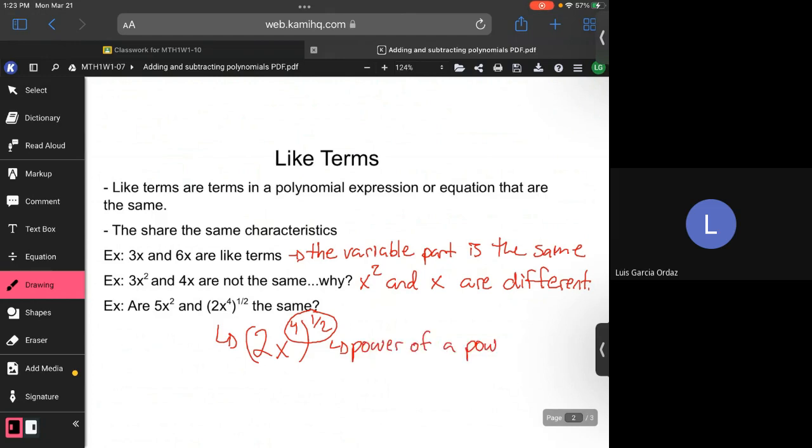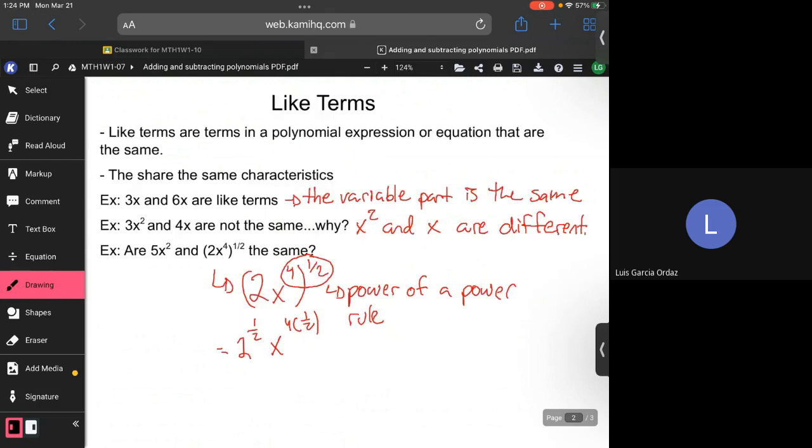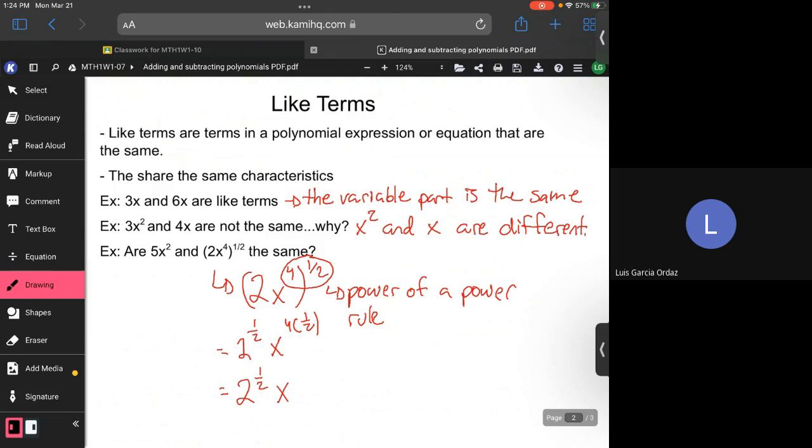Power of a power rule, which means, like Sean said, we're going to multiply. So I'm going to take 2 to the 1/2 because that half goes to the 2 as well, and x times 4 times 1 over 2. So 4 times 1/2 is what? Gian. 2. And as you can see here, I have x to the power of 2, which means that they are like terms. Okay? So there are going to be times where I can throw that type of question to you, and you are going to have to identify that.